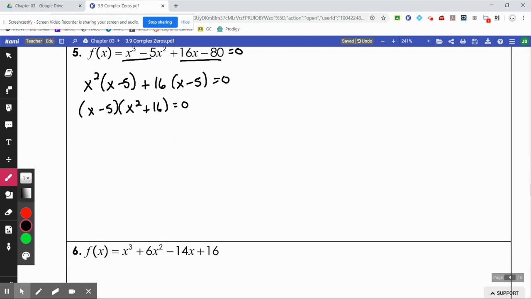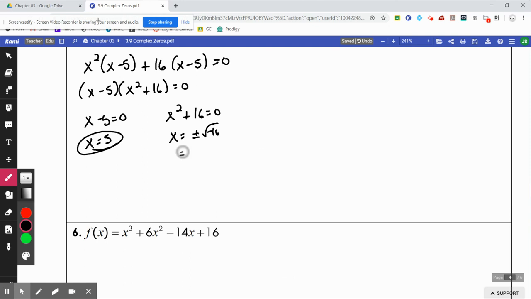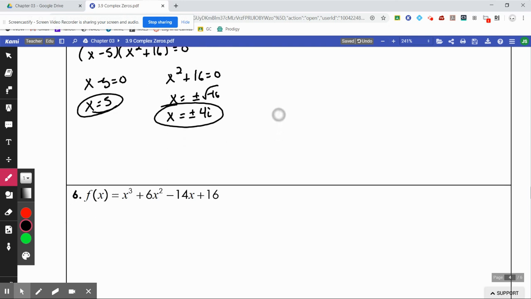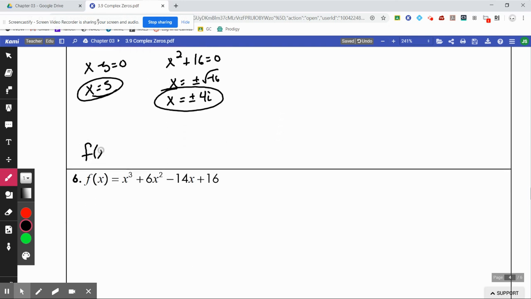Now that it's linear and quadratic, we can set each factor equal to 0. And you'll get that x is either equal to 5, or move the 16 over and take the square root, and you get x is equal to plus and minus the square root of negative 16, which you can split into the square root of 16 times square root of negative 1, which gives you 4i. So there's your other 2 roots. So therefore, factored form would be f of x is equal to x minus 5.